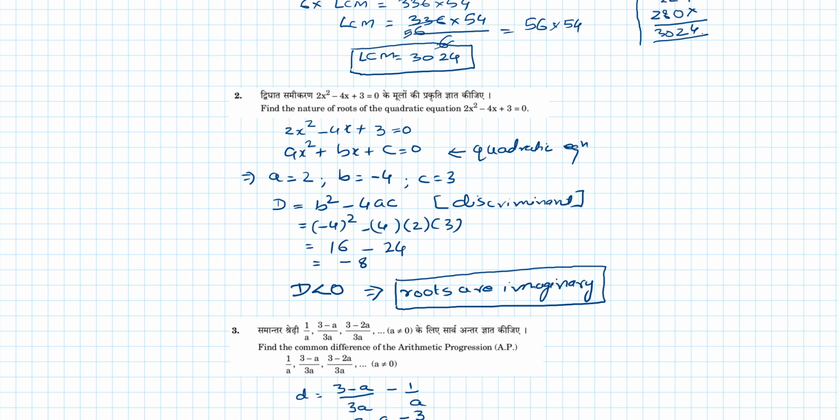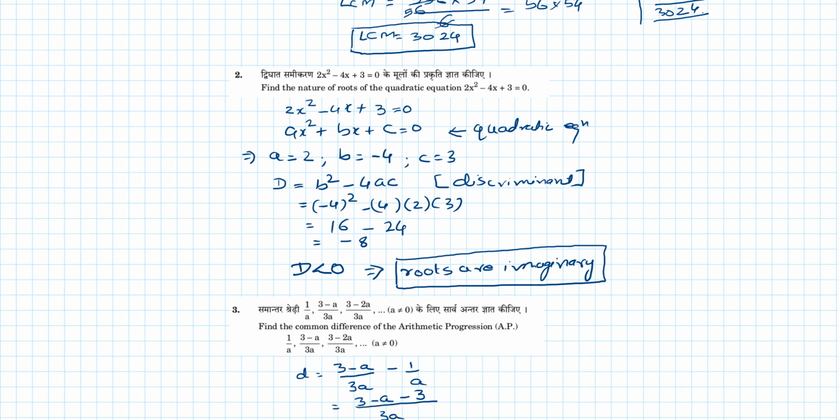Now we know how to find the discriminant. D is equal to b square minus 4ac. We substitute the values of a, b, c in this, so we get the value of the discriminant equal to -8. Because the value of the discriminant is less than 0, that's why the roots are imaginary. Let us come to the third question.